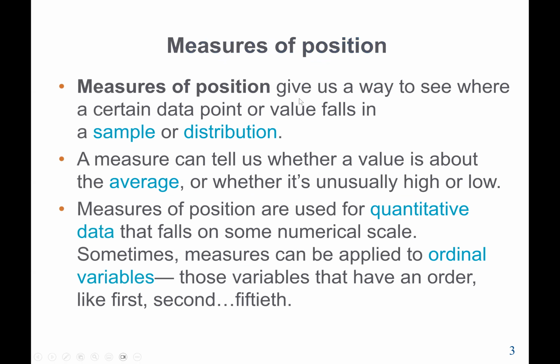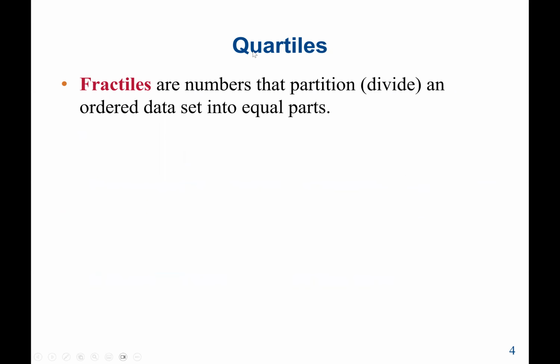So measures of position give us a way to see where a certain data point or value falls in a sample or distribution. A measure can tell us whether a value is about average or whether it's unusually high or low. Also, the measures of position are used for quantitative data that falls on some numerical scale. Sometimes the measures can be applied to ordinal variables, those variables that have an order, like first, second, third, fifth, etc.